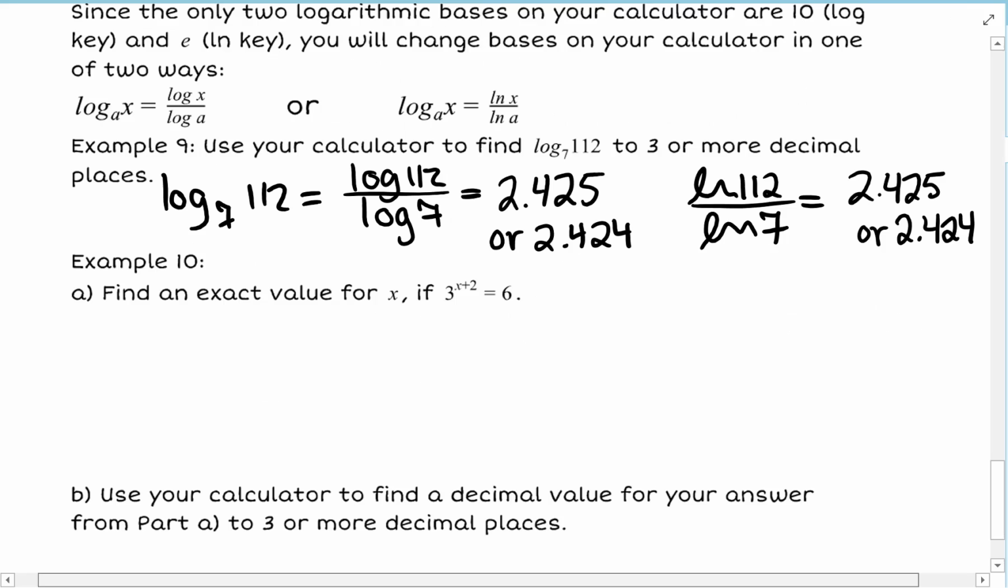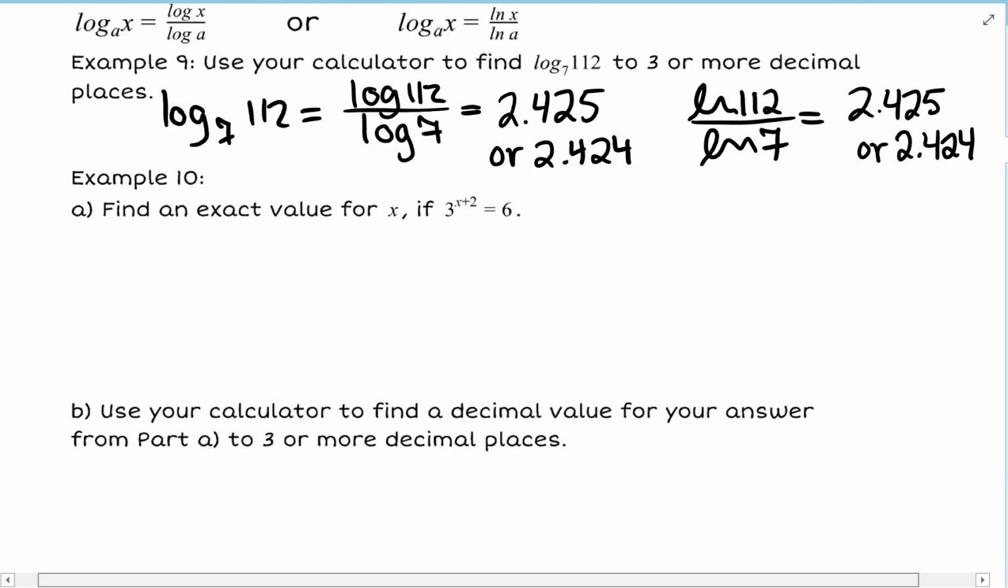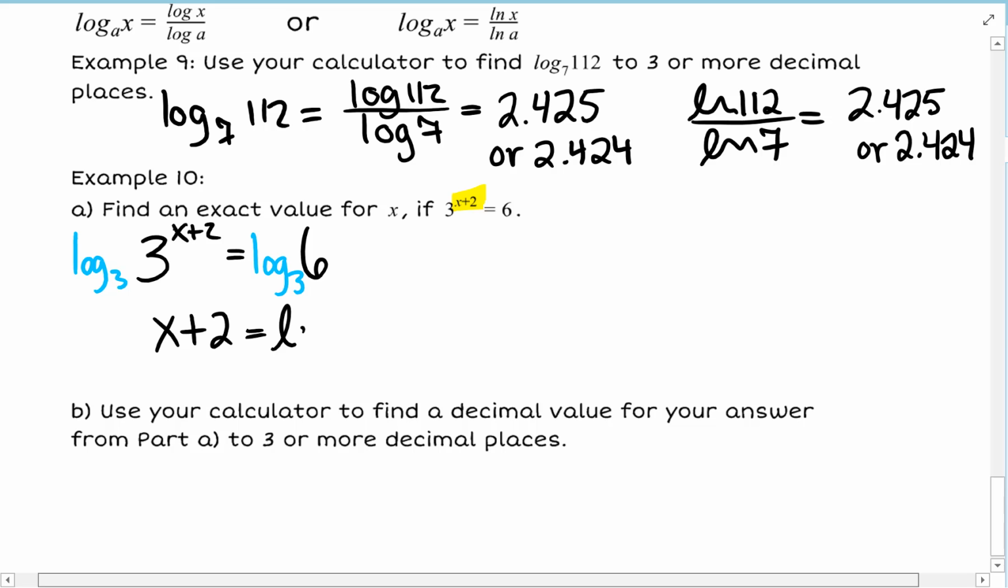Find an exact value for x if 3 to the x plus 2 is equal to 6. Okay, x is in the exponent, and I want it to no longer be in the exponent, so the inverse operation of an exponential is a log. And the base of our exponent is 3, so the base of the log must be 3. And if we take the log base 3 of the left side, we also need to take log base 3 of the right side. Log base 3 of 3 to the x plus 2 is just x plus 2, and that's equal to log base 3 of 6.